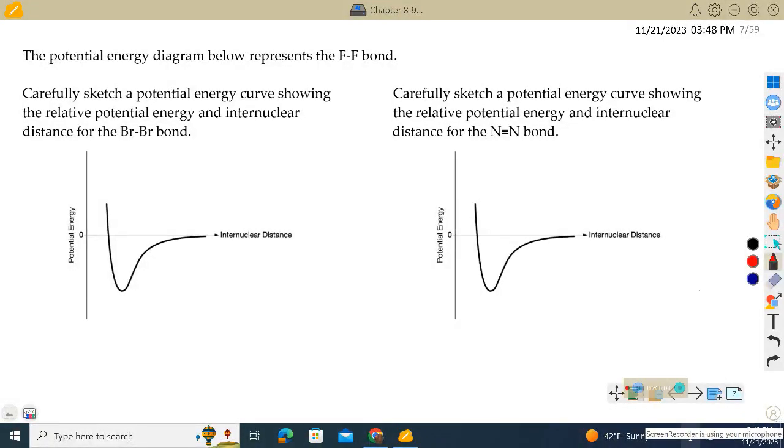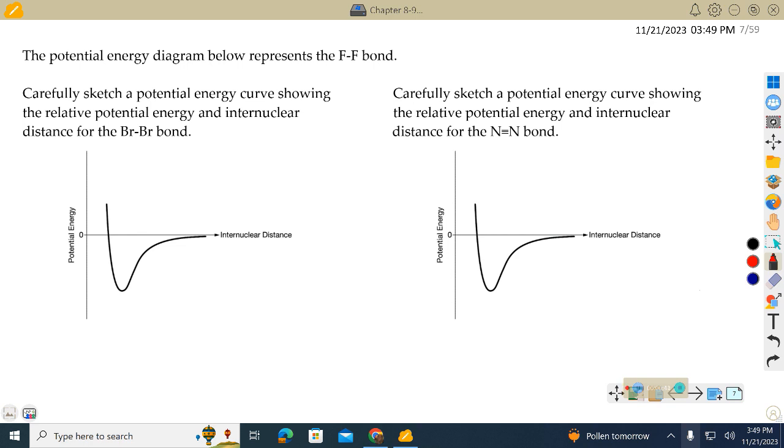Here's an example of some AP style questions in reference to this potential energy diagram. So we've got potential energy, which technically is starting off above zero, positive, and moving down below zero, negative. And we think of this as the energy released when a bond forms, or I could think of it as the amount of energy I would have to add in order to break a bond. So the lower that point at the bottom of the graph, the more energy released when the bond formed, or the more energy needed to break the bond.